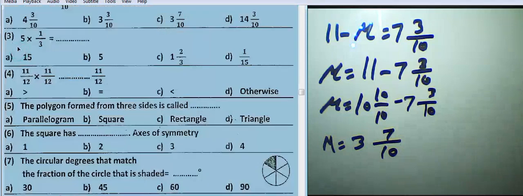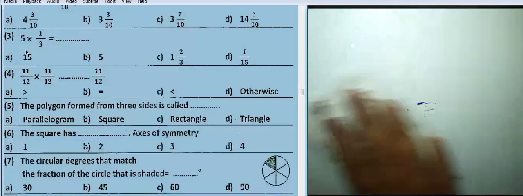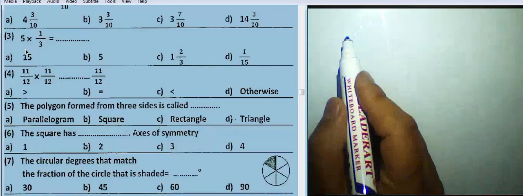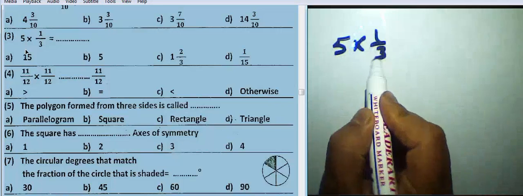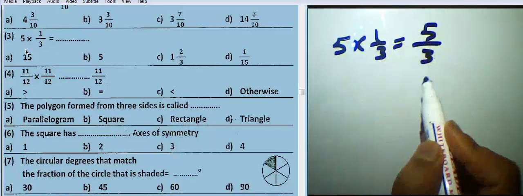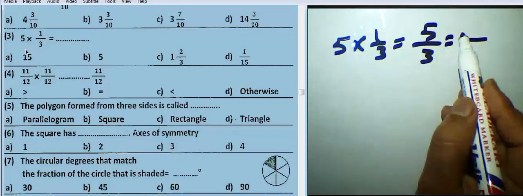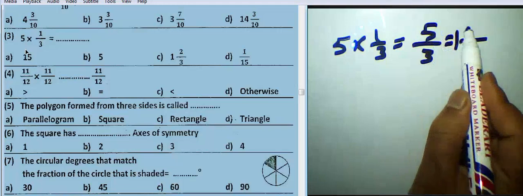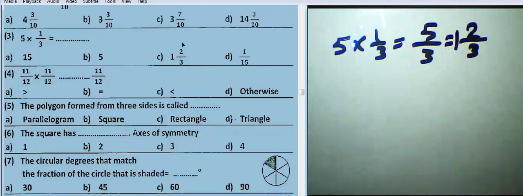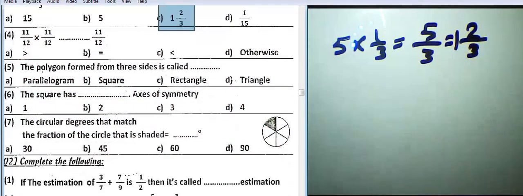5 times a third equals what? 5 times a third equals 5 over 3. You can convert from improper fraction to mixed number. Write 3 in the denominator and 1 here. 5 divided by 3 equals 1 and the remainder is 2. The result will be 1 and 2 over 3.